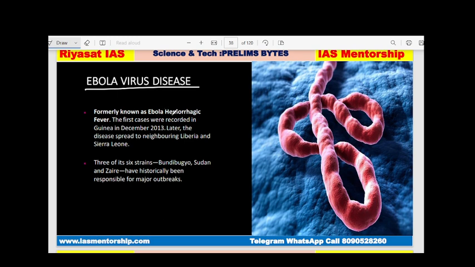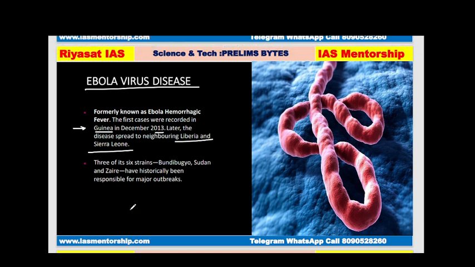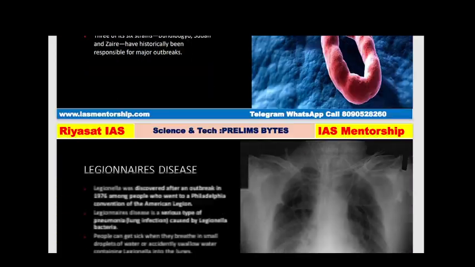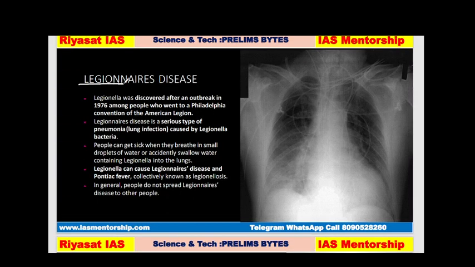Earlier, it was also known as Ebola hemorrhagic fever. The first case came in Guinea in 2016. Now try to search on the map where Guinea is. Okay. Then it started to spread to neighboring states, Liberia and Sierra Leone. Okay. And these are all affected by the Ebola virus. You can see here. Okay. Fine. Next is Legionnaires' disease. It is also very important.